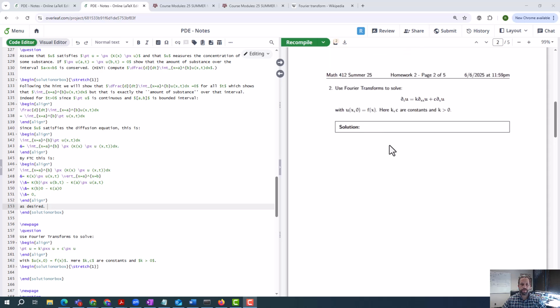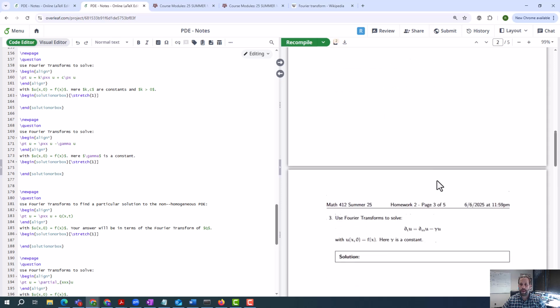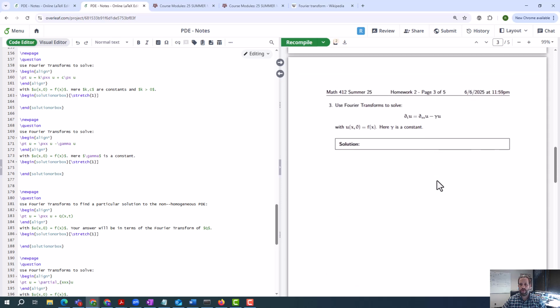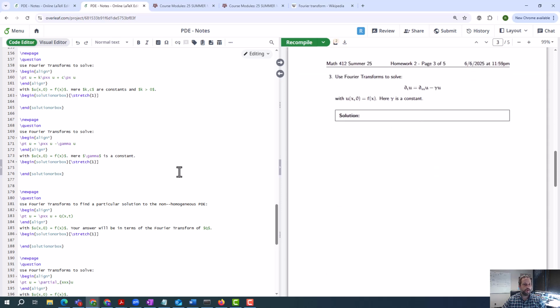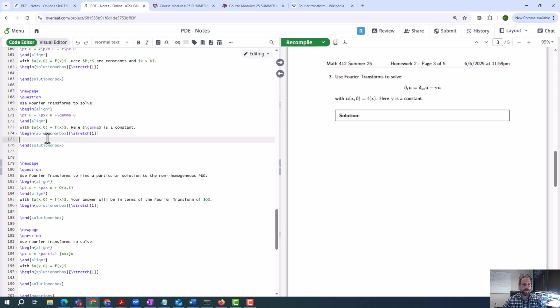Okay, now this problem right here, I basically did this in class, so I'm not going to do this one, but I am going to go on to this one. This is a little bit different than I thought we had. Okay, so use Fourier transforms to solve this equation.